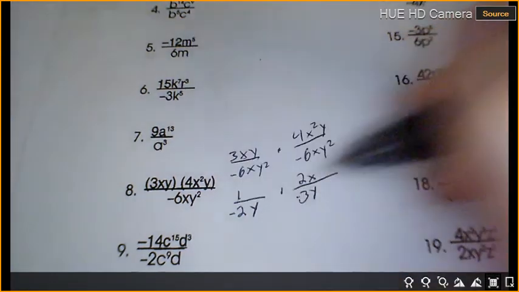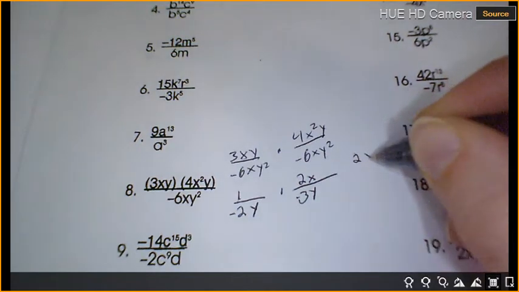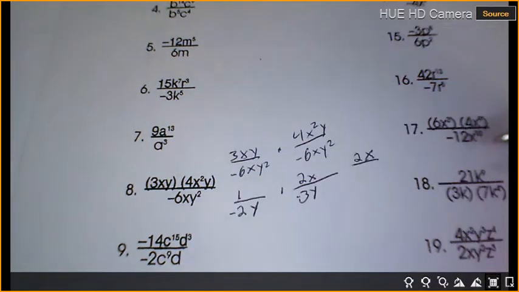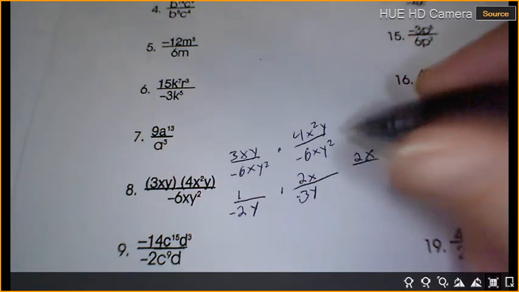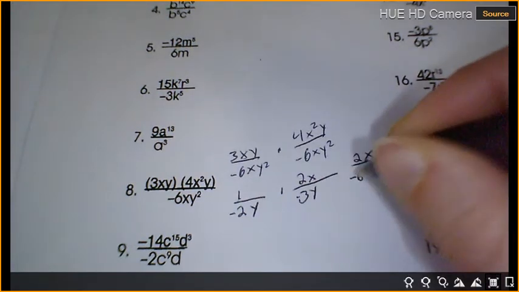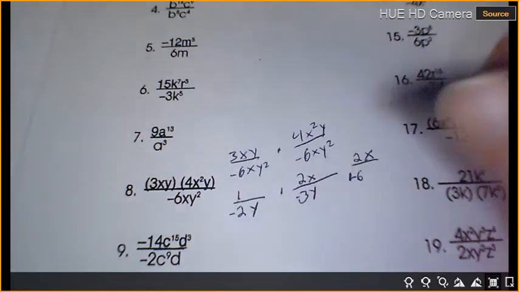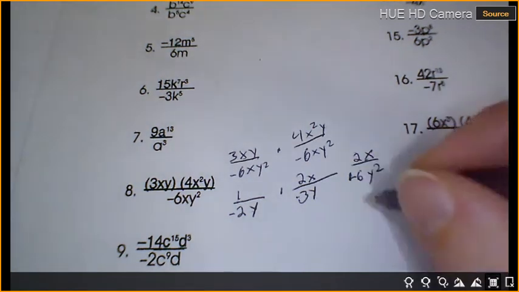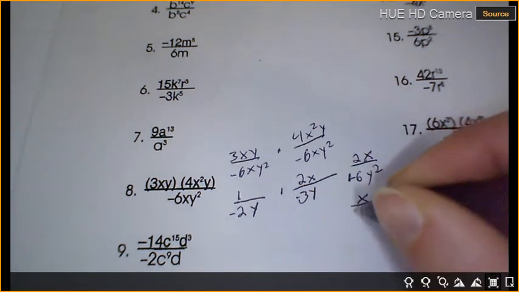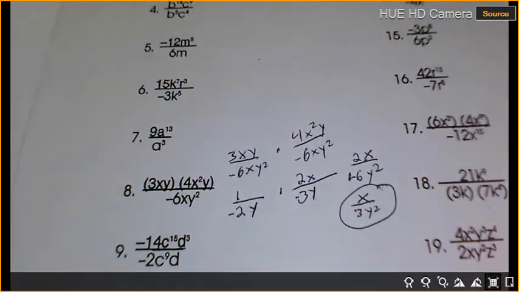Now we can put these together. We get 2x. What's 2 times 3? 6. And a negative times a negative is a positive. And y times y is y squared. Now 2 over 6 can reduce to 3. I'm not sure why we're talking while I'm going over this, but hopefully you got it.